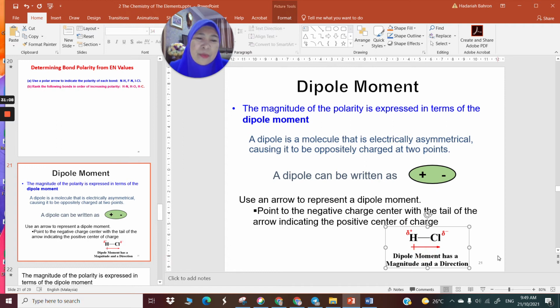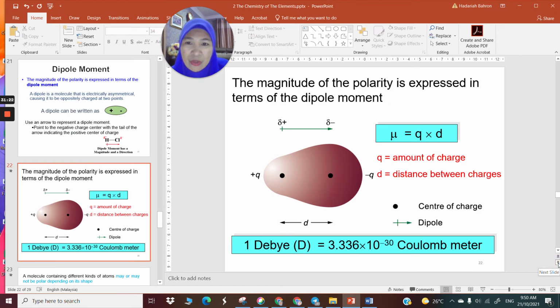So a dipole moment has a magnitude and it has a direction. Where does it go to, and how much? That is a dipole moment. And we always talk about dipole moment when we talk about a polar bond or a polar molecule. Now, the magnitude of polarity is expressed in terms of dipole moment.